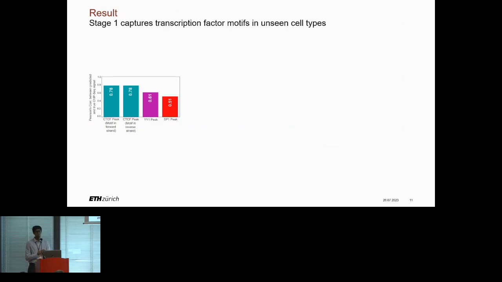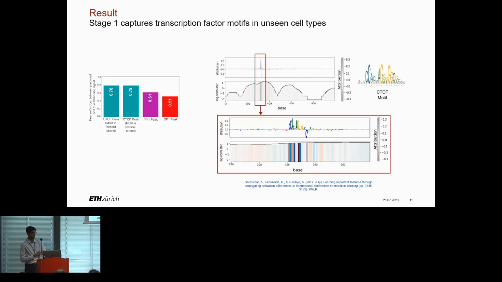But does this mean that the model really captures the biology that we wanted to capture? To show this, we look at the DeepLIFT attribution plots for the first layer of the CNN. And we indeed observe that the model pays more attribution to relatively open regions, while at the same time learning a motif that is very similar to the CTCF motif. And we can observe similar patterns for YY1 and SP1 as well.